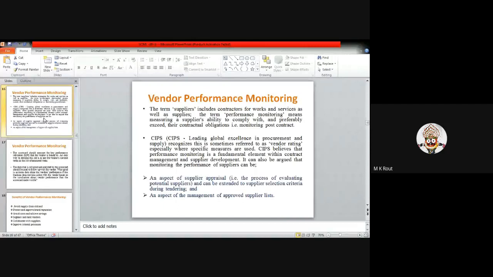So in case of vendor performance monitoring, the term suppliers or vendors includes contractors for work and services as well as suppliers.